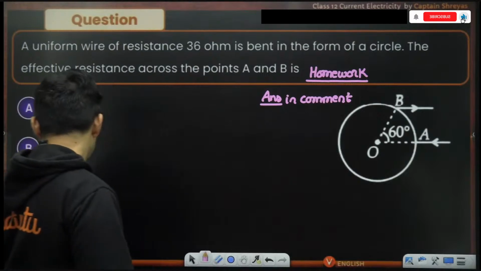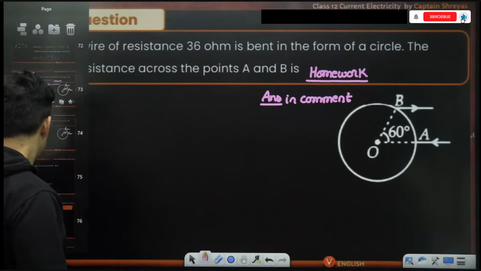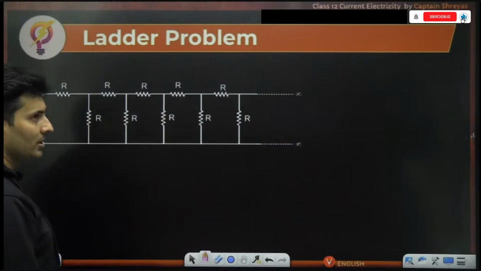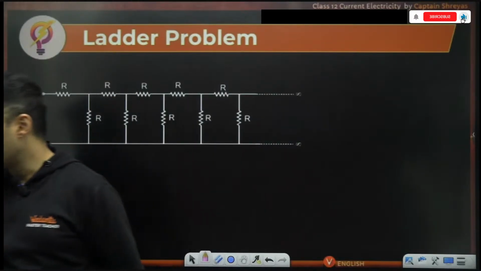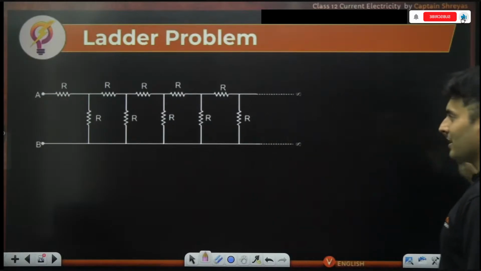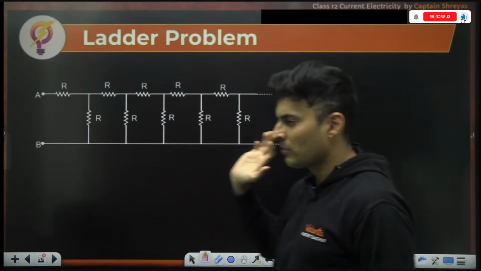Perfect. Great. Cool. So now let's also go to this particular ladder question, where you have multiple resistors one after the other in an infinite form.